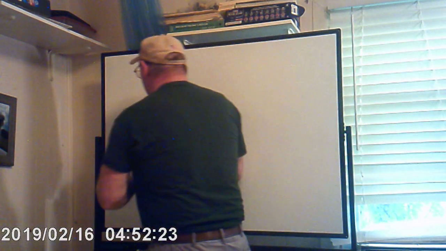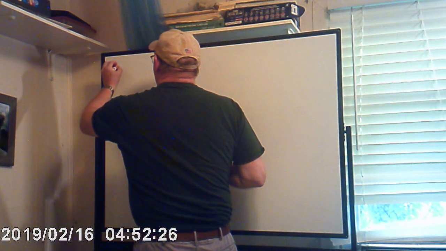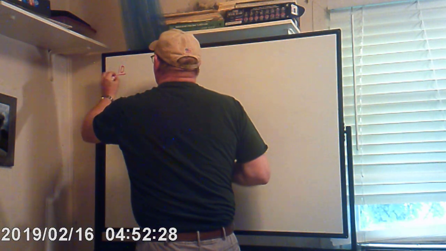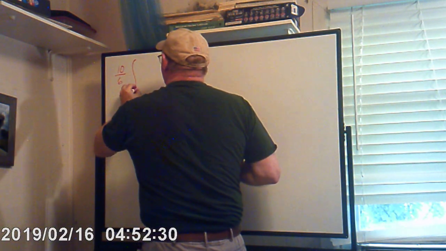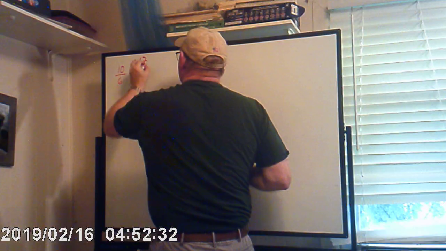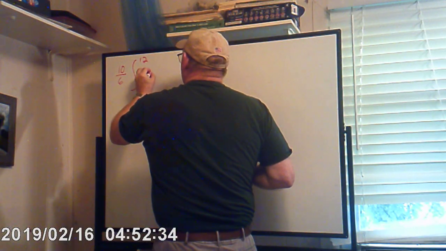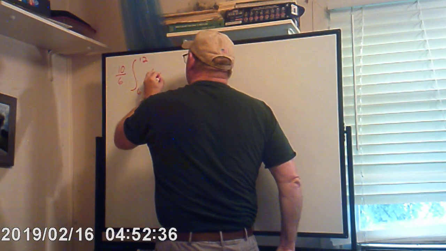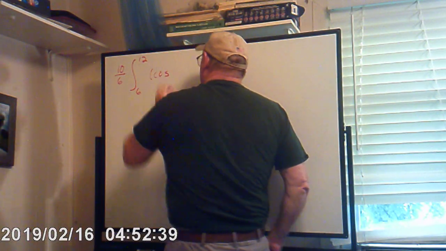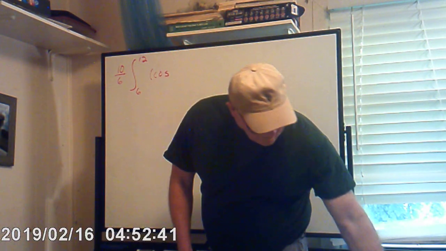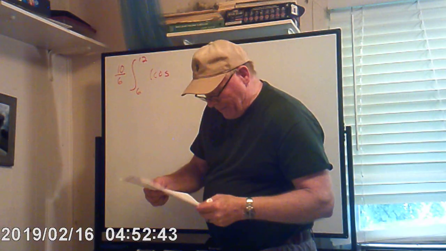So we are going back to 10 over 6. We're going from 6 to 12. We're saying now cosine of, what is it, pi over 3 t.